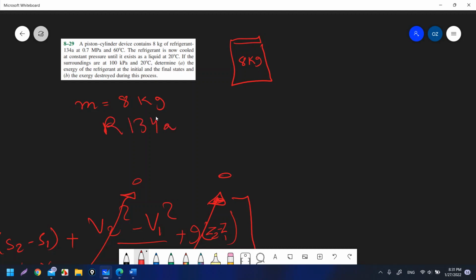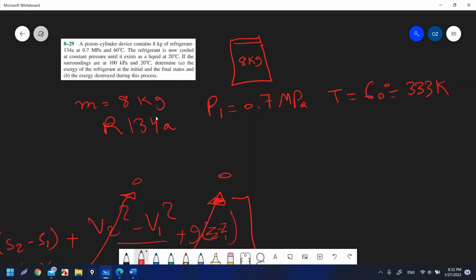R134A at 0.7 megapascal. So we'll say this is P1, 0.7 megapascal, at temperature 60 degrees Celsius, which is equal in Kelvin to 333 Kelvin. Always convert from the beginning because you will often use the Kelvin.